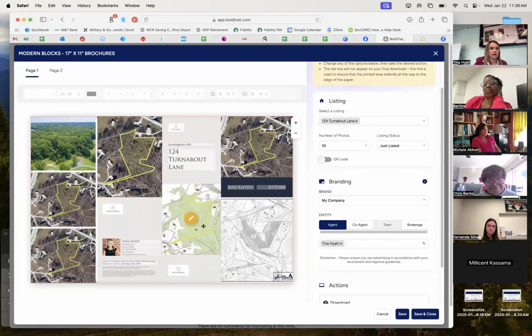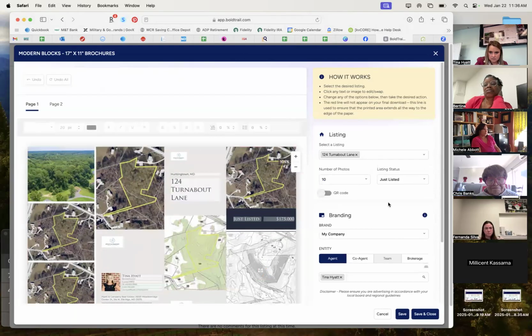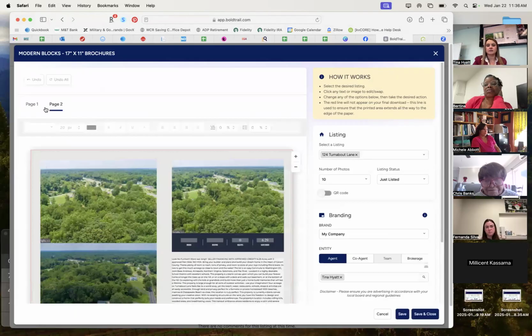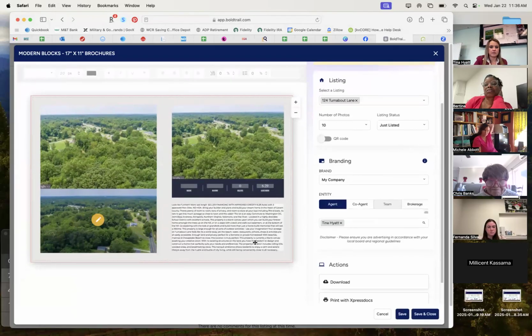This is the front. This is the back. And then I can go to the inside. There it is, page 2. Page 2 is the inside of my brochure. You can customize the photos, change them out, and you have a really nice luxury brochure for your property. It has social media posts. All of your content is in here for you. So here's the inside of my brochure.